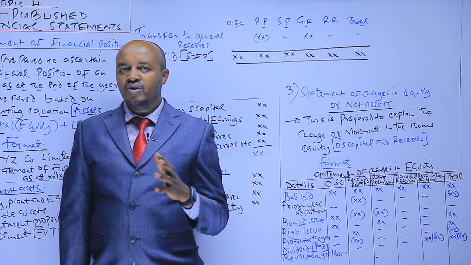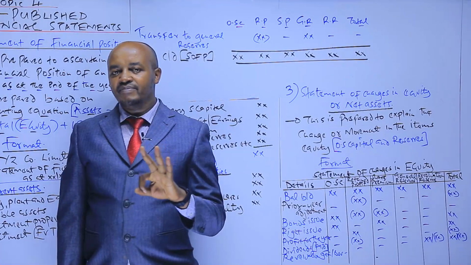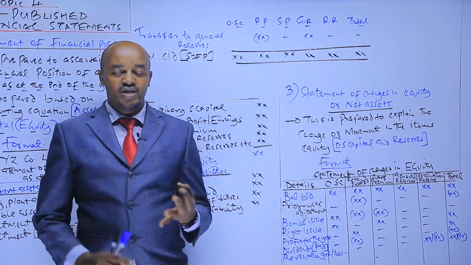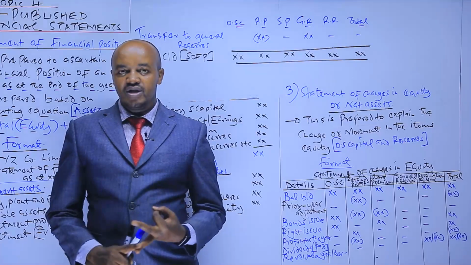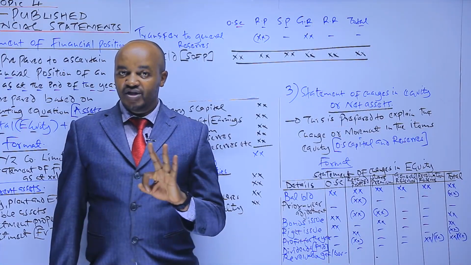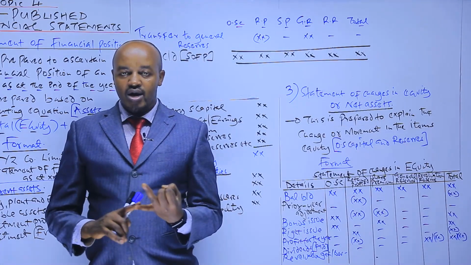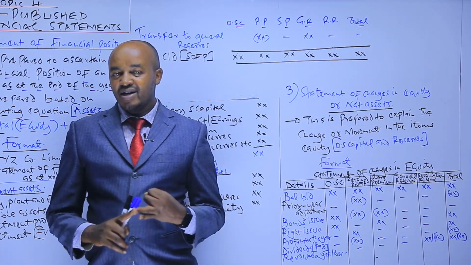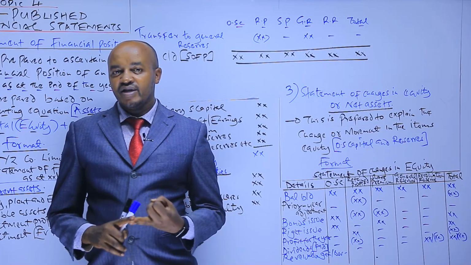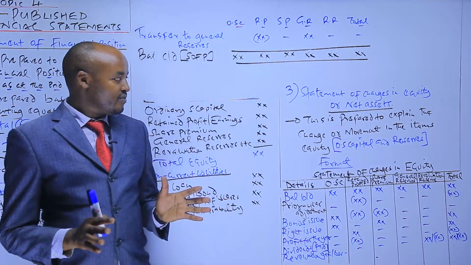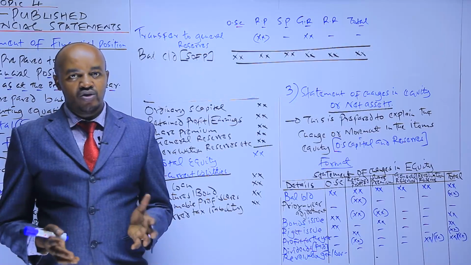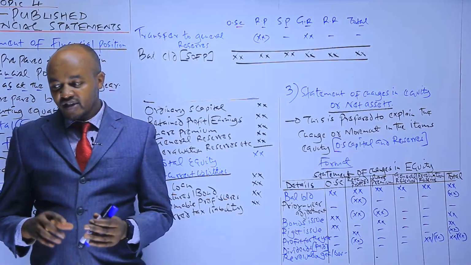So mostly once you come across a question from this topic, the examiner may require you to prepare the three components: statement of comprehensive income, statement of financial position, and statement of changes in equity, or you may be required just to prepare two: the statement of comprehensive income and also the statement of financial position.